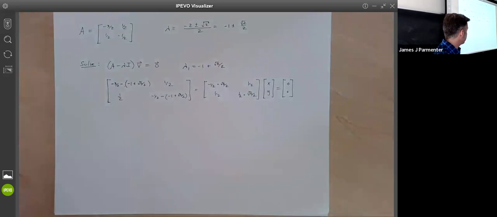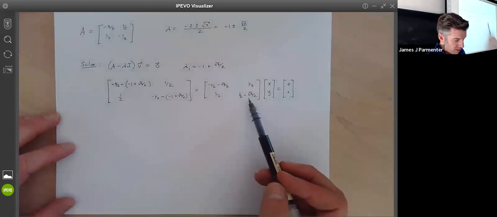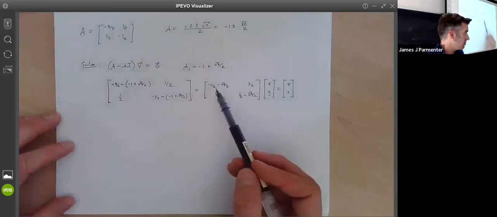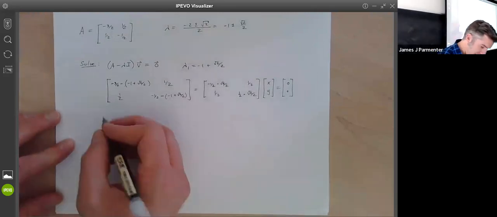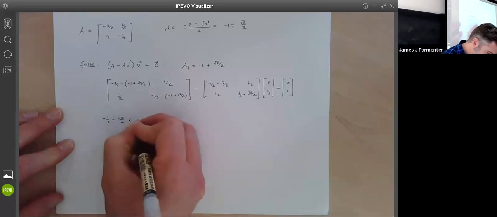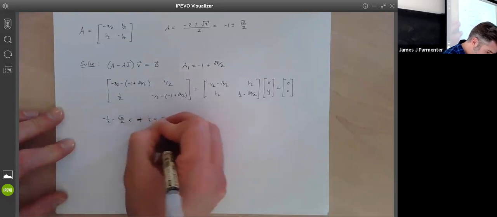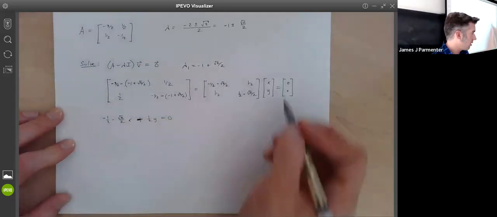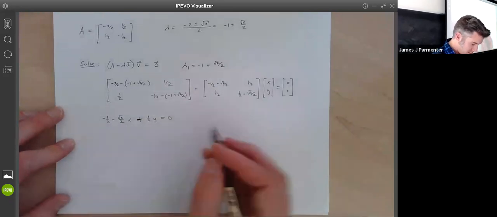Matter of personal preference, I like to let x be 1 and y be some multiple of x, essentially. So if I was picking which one to do, I would pick the one where the coefficient of x is less nice. So I'm going to pick the first row to write my equation. I'm going to have negative 1/2 minus root 2 over 2 times x, plus 1/2 y equal to 0. Just doing that row with that column. I'm going to bring this over to the other side.